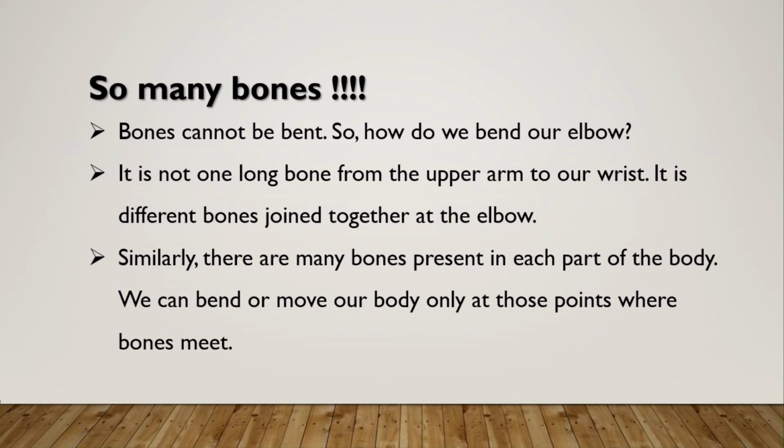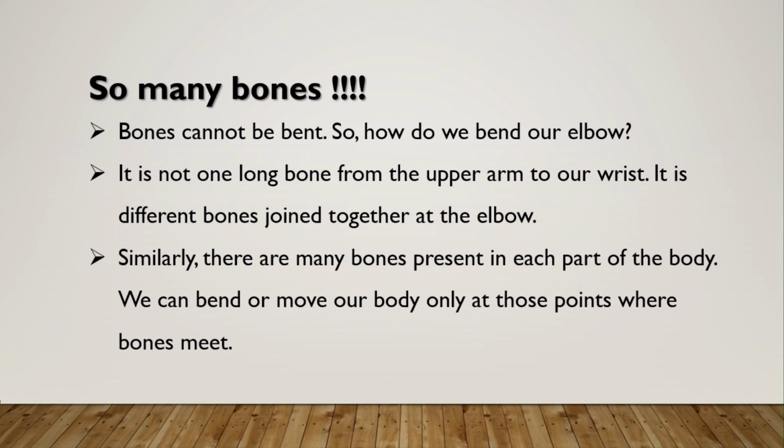But remember, you cannot bend a bone, because it is a hard structure. It is not elastic. So bones cannot be bent, meaning you cannot bend any hard structure present in your body. When you touched the elbow, there was a bone there too. So how do we bend our elbow? It is not one long bone from the upper arm to our wrist.